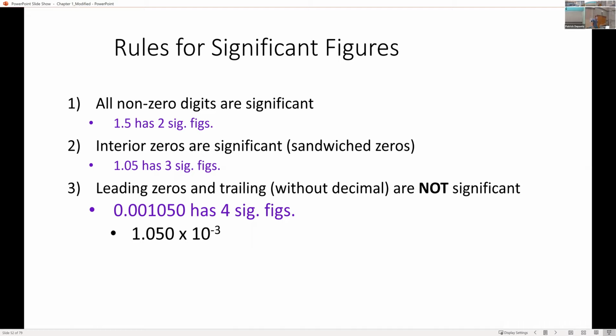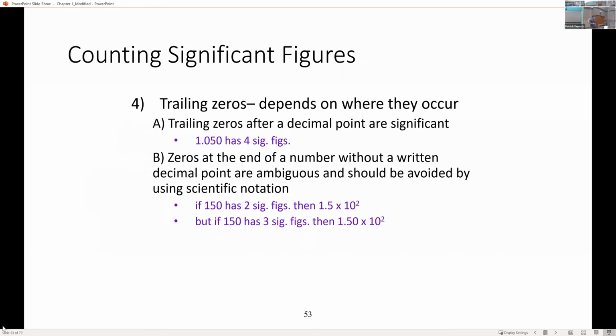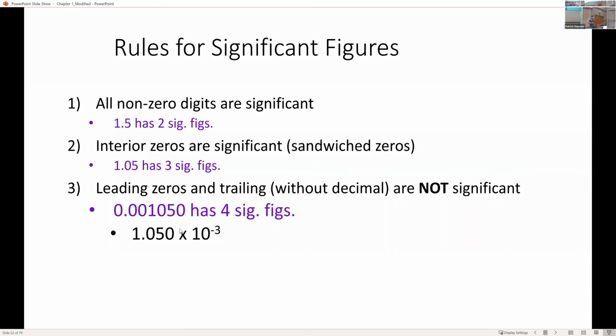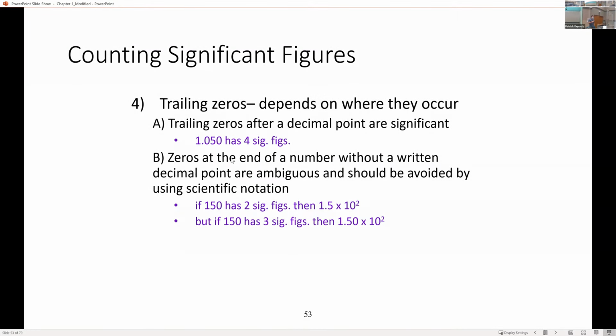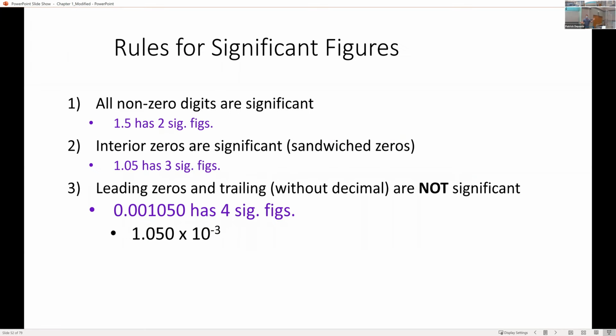Then you have the third case, where it gets difficult: leading zeros and trailing zeros. So the rule is, let's see if we can get a better slide. Here we go, here are the rules. Don't worry about 3. Here are the zeros expanded, same information. Let me start with leading zeros first, sorry. Leading zeros are never significant.